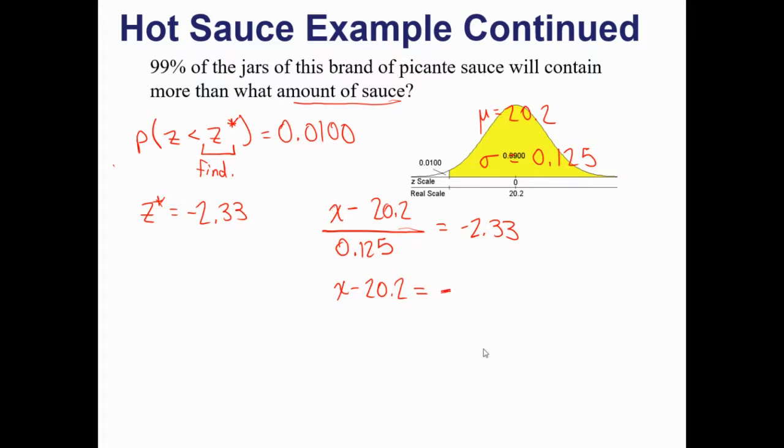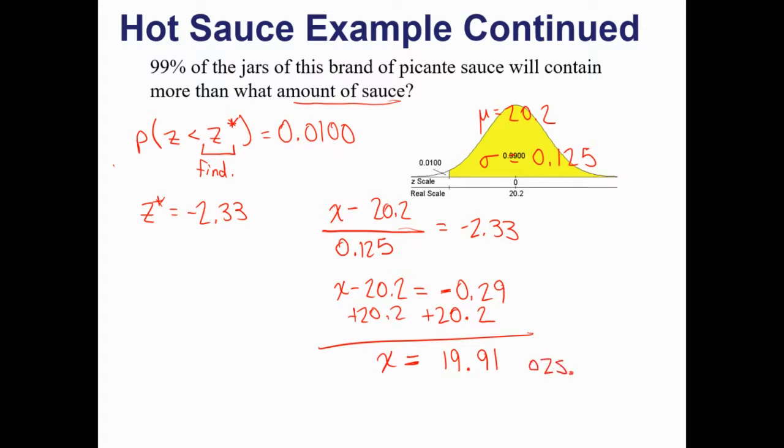Something, going to be negative something. I'll just leave it at negative 0.29. Then I got to add 20.2 over. And what does that get me for the number of ounces? 19.1? 19.91, there you go. And of course we're dealing with ounces here.